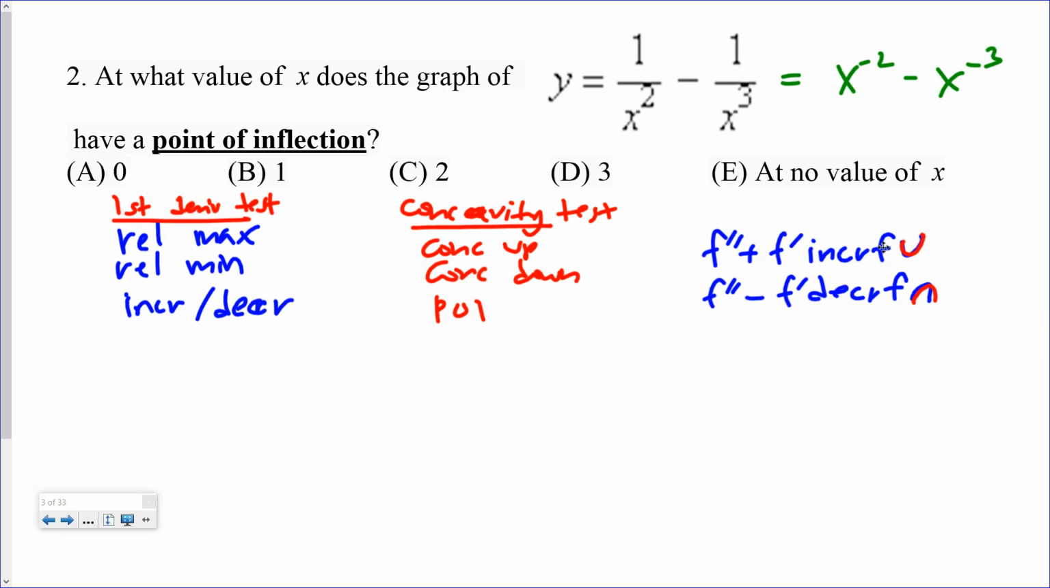If you move between these two rows, though, it's not a relative max or relative min. What is it? It's a point of inflection, okay?